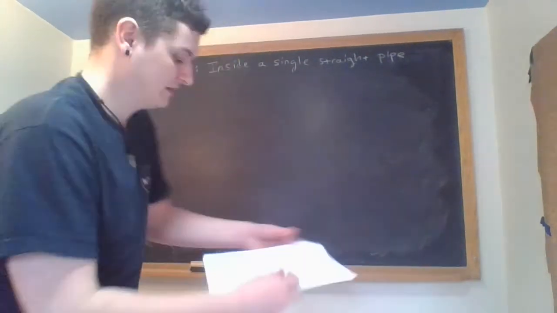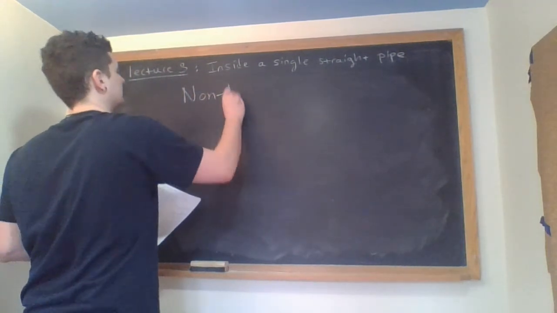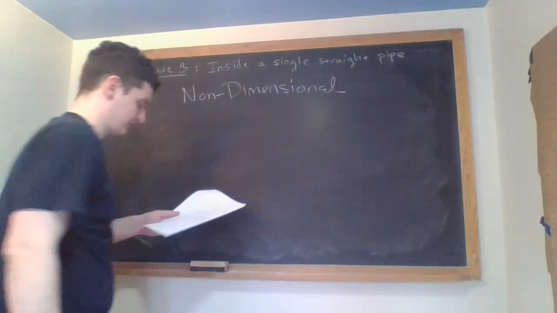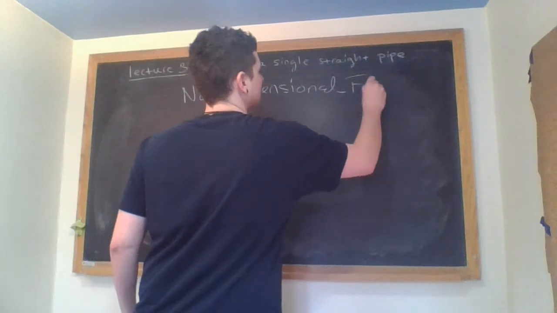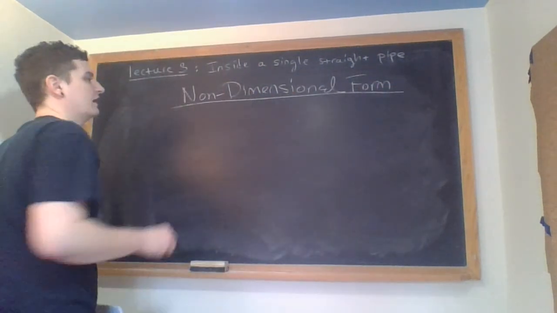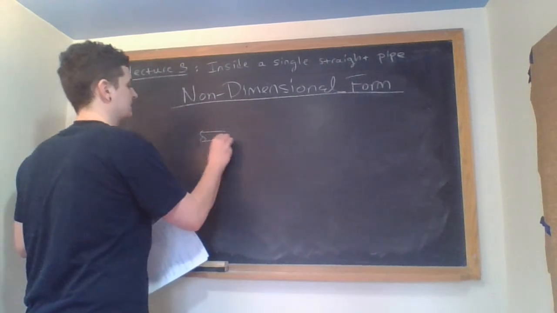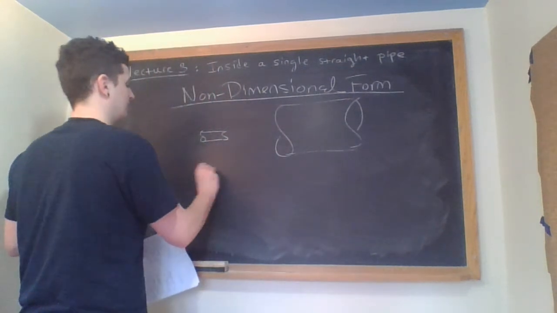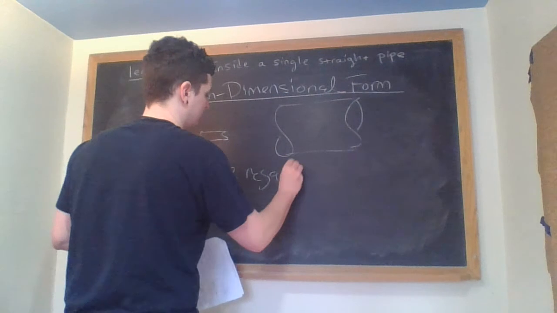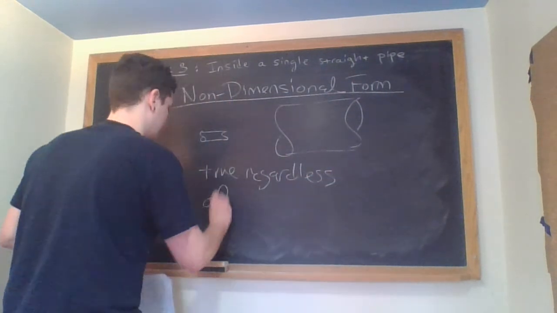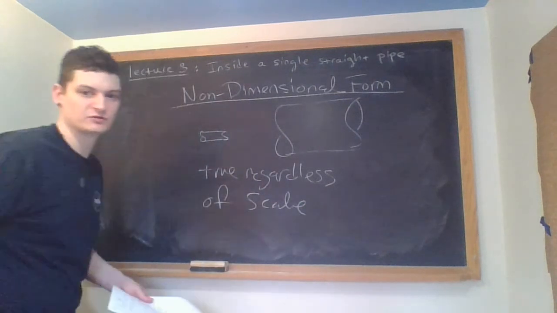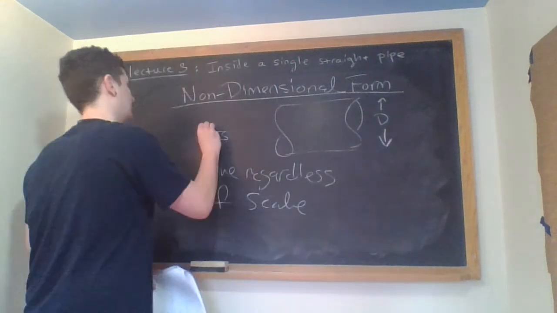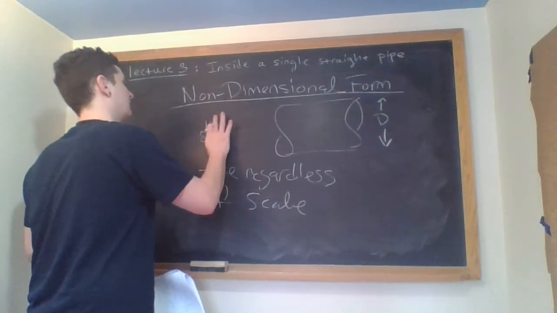I'll just go on here. So we have the non-dimensional forms is what we want. Right? And that's true because non-dimensional expressions have the benefit that they're true regardless of the scale. Right? So this is D, right? This is little d, right?